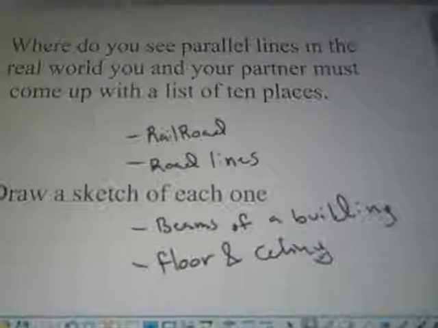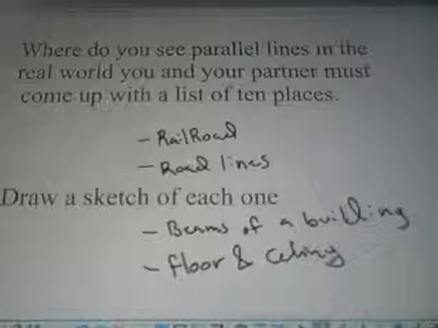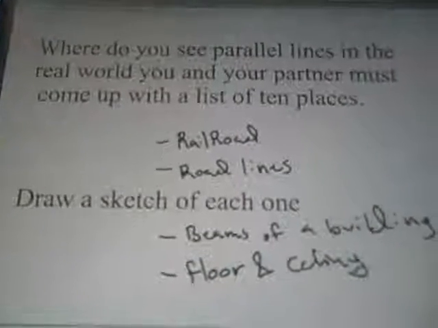Floor and ceiling are something that should never intersect. We'd hope not, right? If they do, it means the building's falling down, which in our case might be true, but nonetheless, we'd expect that they stay parallel. All of those are real-world examples.